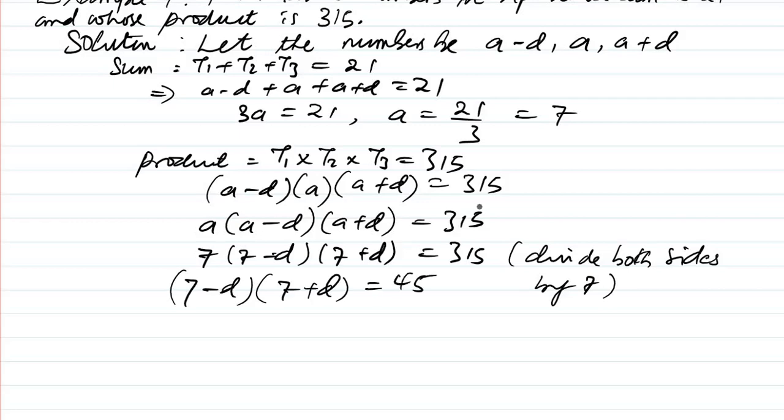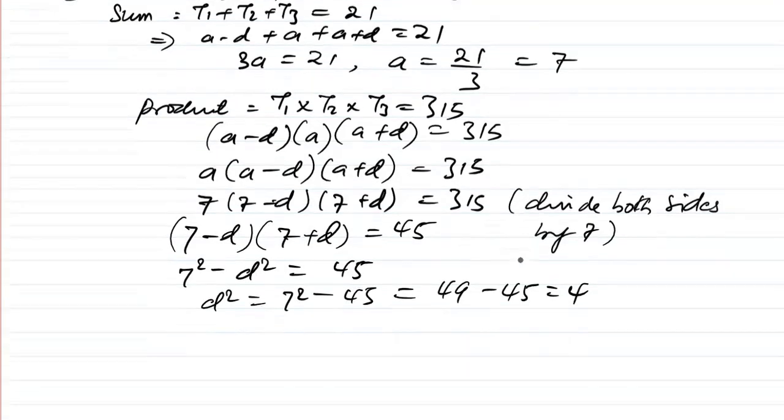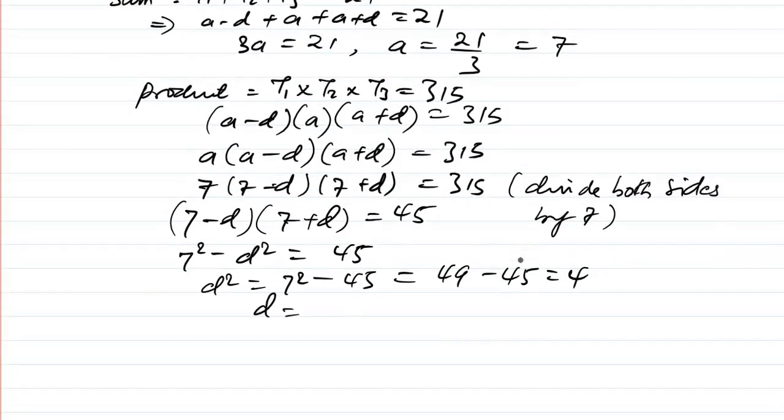But you know that these two products are a difference of two squares, so this will be 7 squared minus D squared is equal to 45. So that means that D squared will be equal to 7 squared minus 45, which is 49 minus 45, which is 4. So D is equal to plus or minus the square root of 4, which is plus or minus 2. So in this regard, we are going to take D to be 2, which is positive.